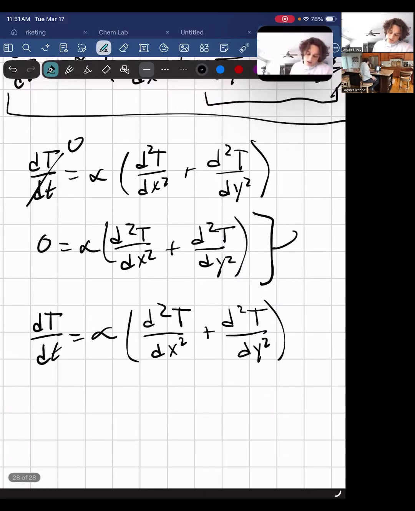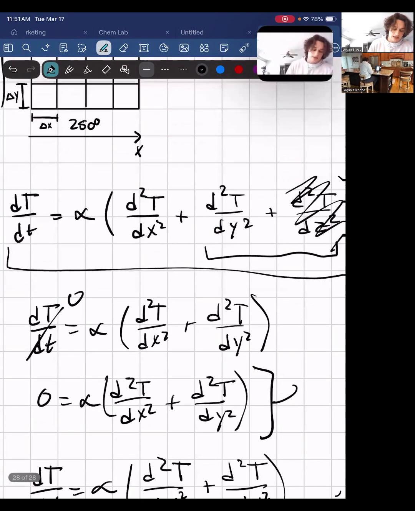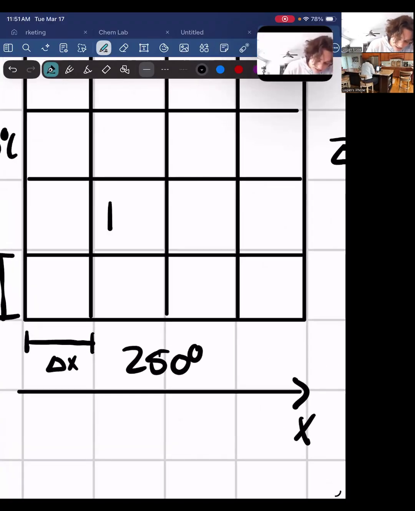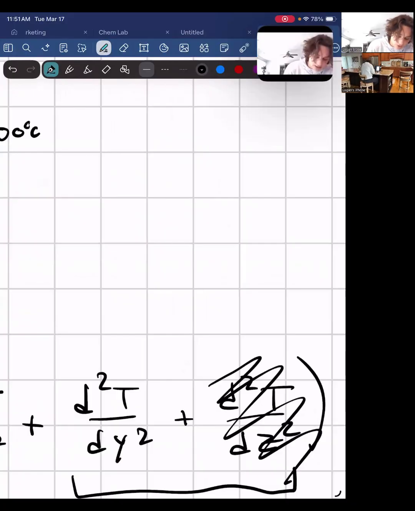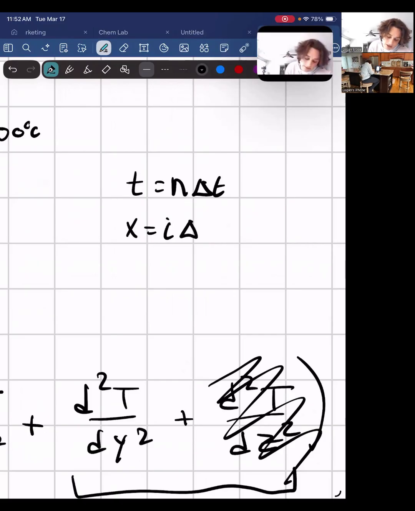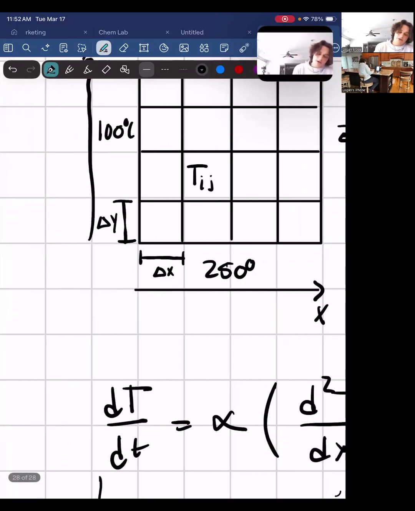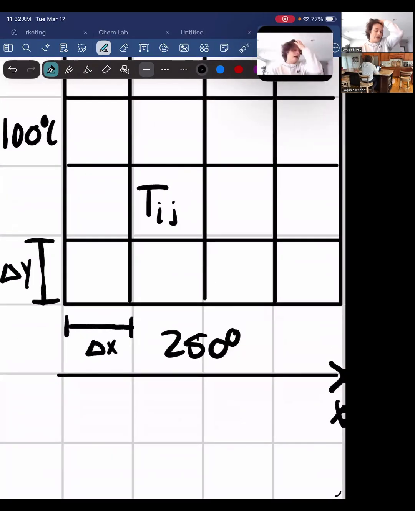So when we look at this problem here, let's say we're looking at a square in the position i and j, right? We have to have a couple of equations here, right? So for time, at any time, there's the time you're at, n, times the change in time, that equals time. We do that for the x direction, right? So x equals i, which is any position, times your change in position. And we do the same thing with j and y. So when we go here, we have our temperature at ij.